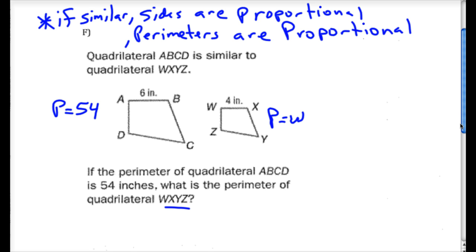I don't care. All right. You know that the one side of the big one is 6. The corresponding side of the little one is 4. We know the perimeter of the big one is 54. We know the perimeter of the little one is W, or whatever variable you chose. Set up a proportion. You guys can all do this. Okay. Try something, people. Anybody think they got it?